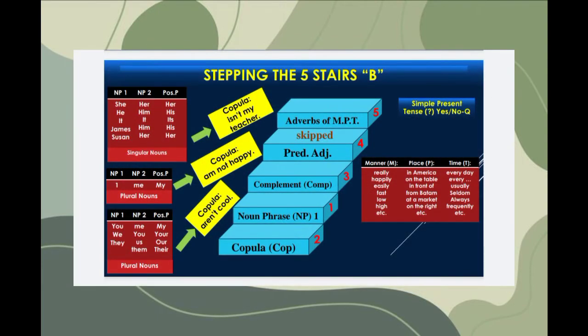Okay, next, simple present tense interrogative, yes or no. If we use singular nouns, the copula is is. Next, if we use the singular pronoun I, the copula is am. And if we use the pronouns you, we, they, the copula is are.